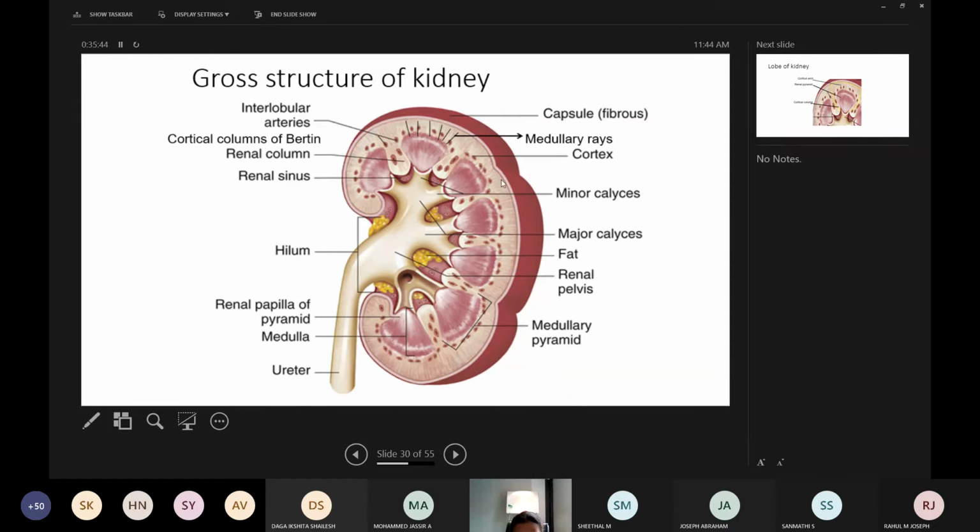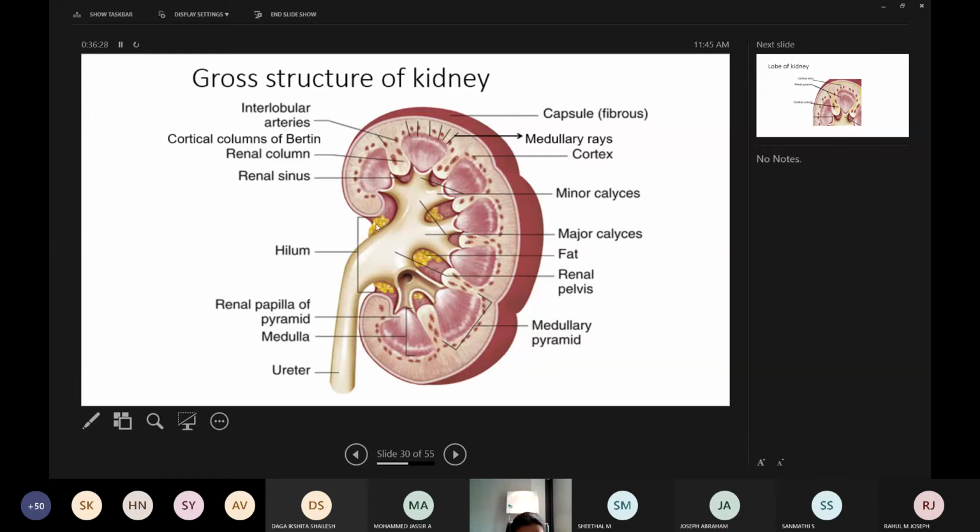In the cortex, we have the nephrons. The Malpighian corpuscles and the Bowman's capsule will be there in this part, the cortex. So, thin cortex. Then in the medulla we can see the pyramidal or conical structures, which are called renal pyramids. The apex of the renal pyramid is called renal papilla, which will project into the renal sinus.